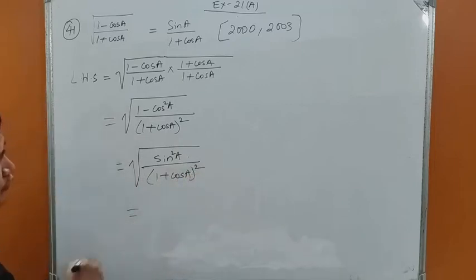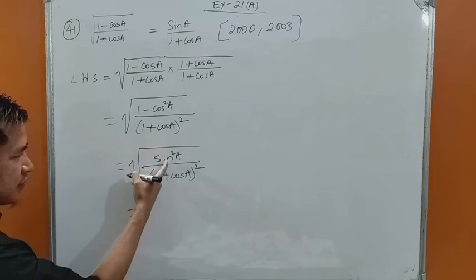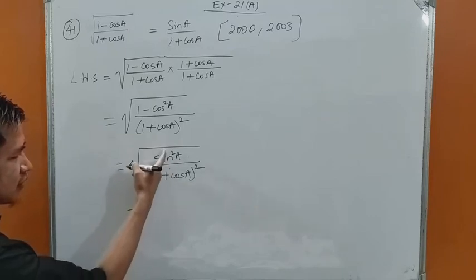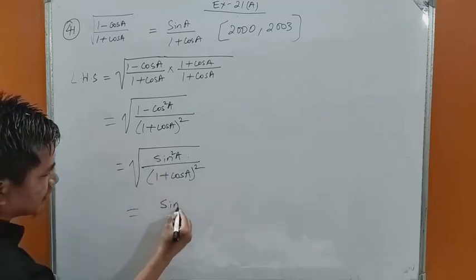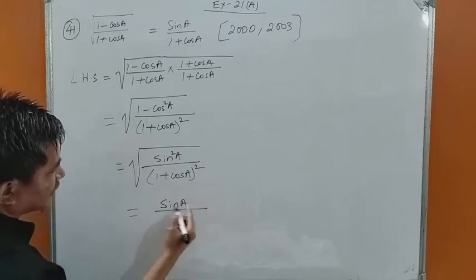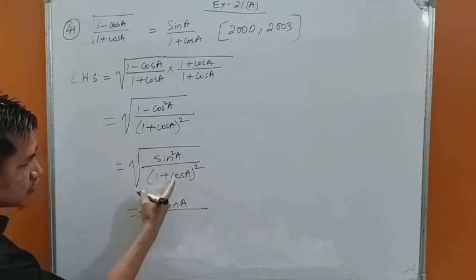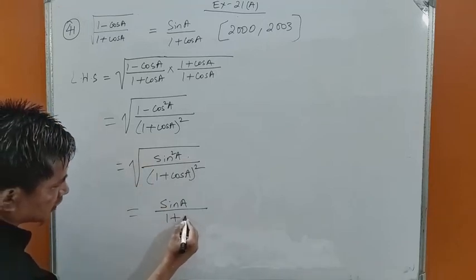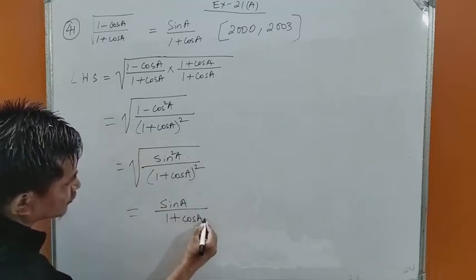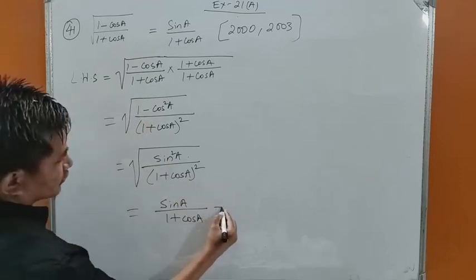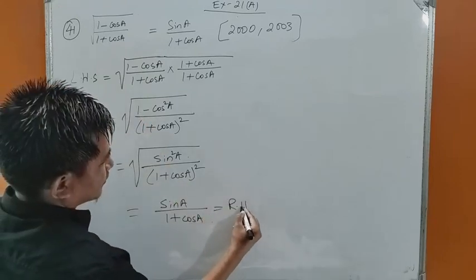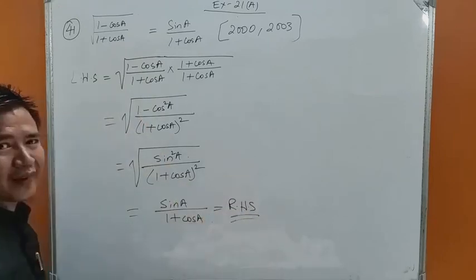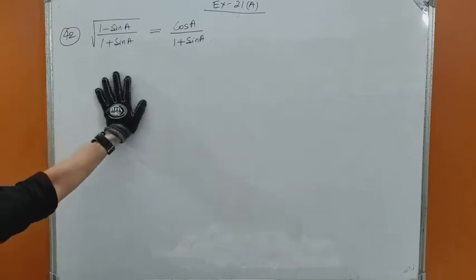Now let's remove the root. Here we have sin square a, this square and this root cancel, so sin a. In the denominator we have 1 plus cos a whole square, and this square and root cancel, so 1 plus cos a. So this is what we have in the right hand side, equals RHS. Hence proved.